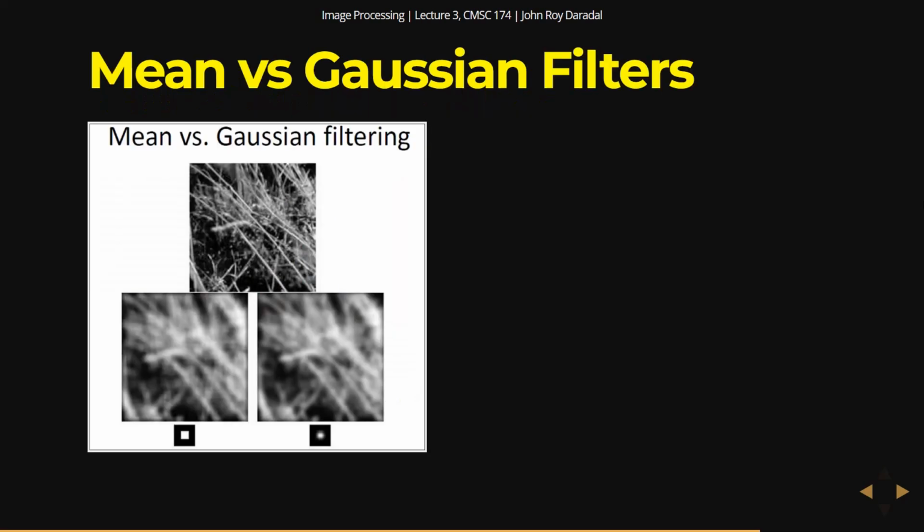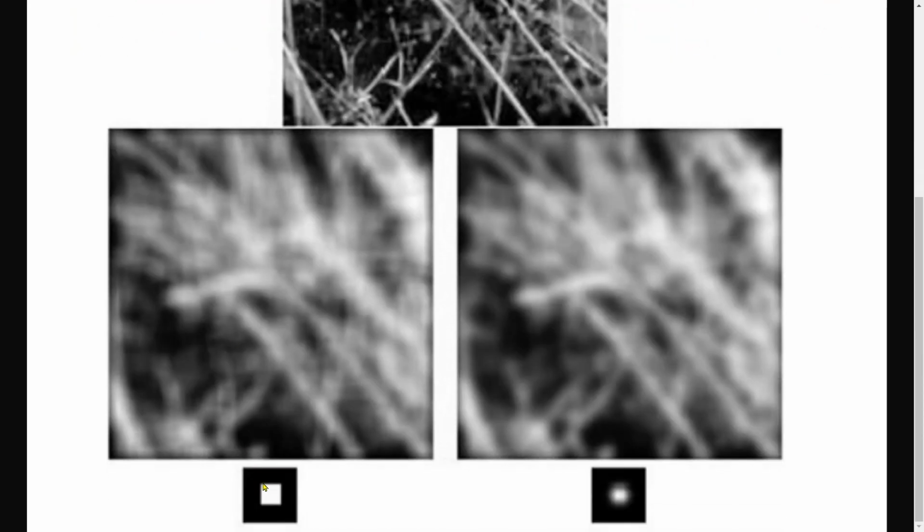Now, if we compare the mean and the Gaussian filter and its effect, let's zoom into this image. So for the mean filter, it uses just a box of the neighbors, right? So equal weight for all the neighbors. Whereas in the Gaussian filter, it also uses a box of neighbors, but because of the Gaussian window, it kind of looks like a circle, or a curve.